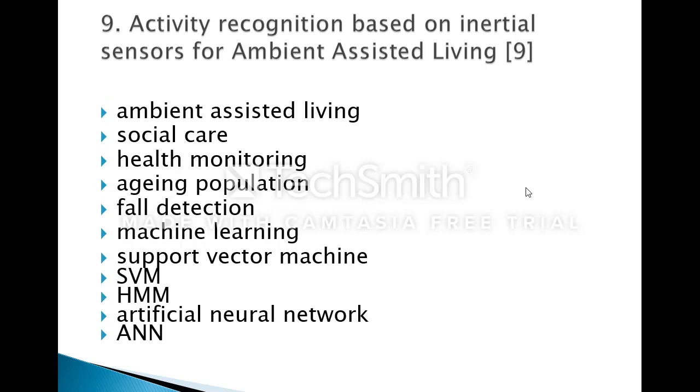Another research paper is about activity recognition based on inertial sensors for ambient assisted living. So ambient assisted living aims to make innovative specialized arrangements and services to help independent living among older adults, enhance their quality of life, and lessen the expenses related to health and social care.